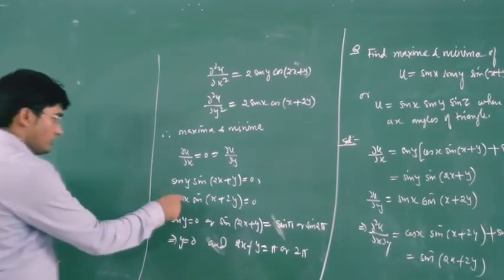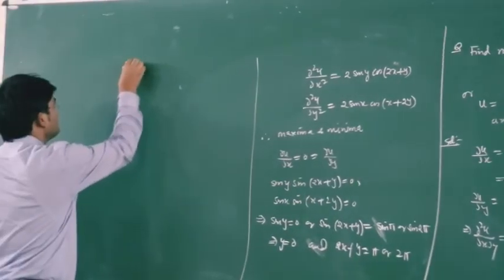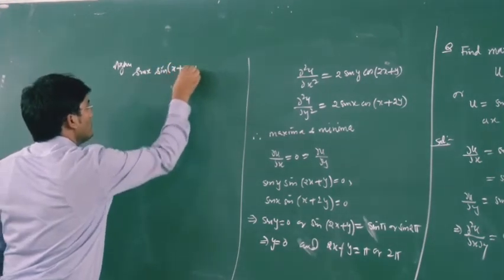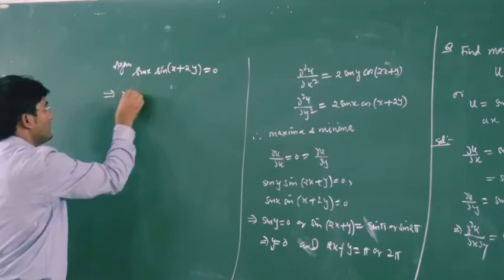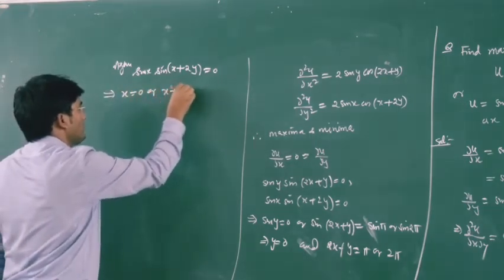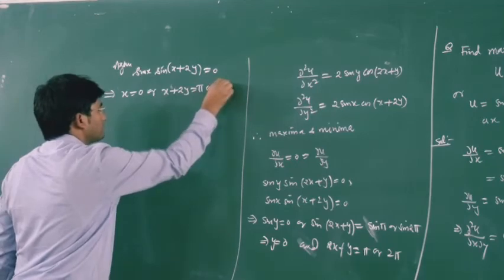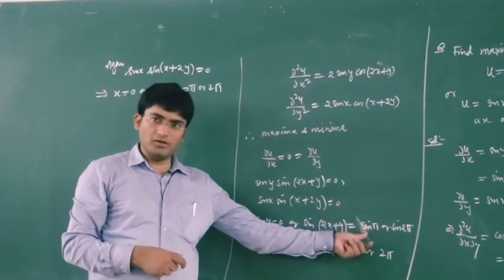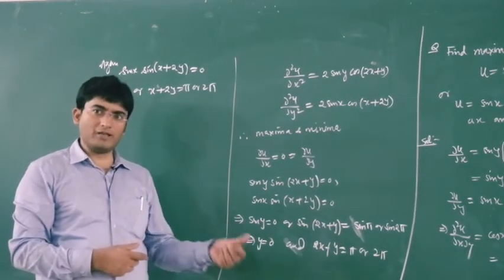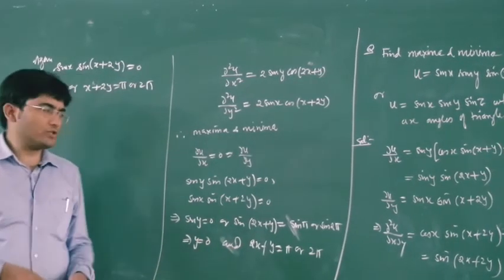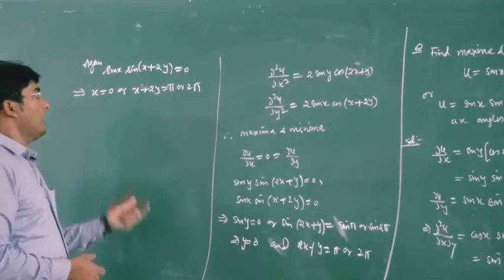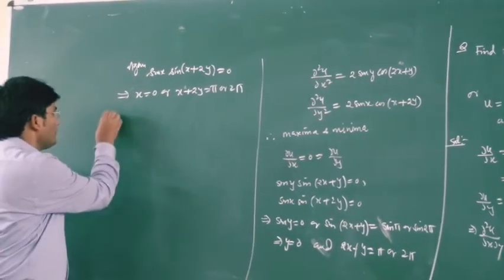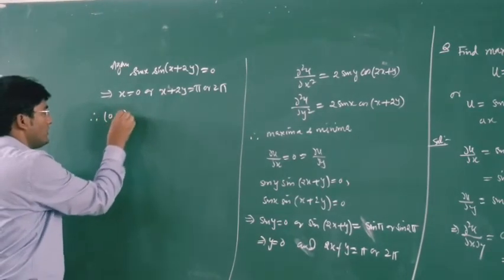Then, now using this equation, again, sin x into sin x plus 2y equal to 0 implies either x equal to 0 or x plus 2y equal to pi or 2 pi. We can also have other values, because we know that if sin theta equal to sin alpha, then theta equal to n pi plus minus 1 to power n into alpha. So we can have general values as well, but I am considering only 2 values. At one point we will have maximum, and at another point we will have minimum. So therefore we have 0, 0 as your first point.